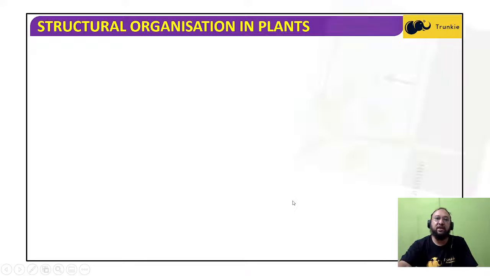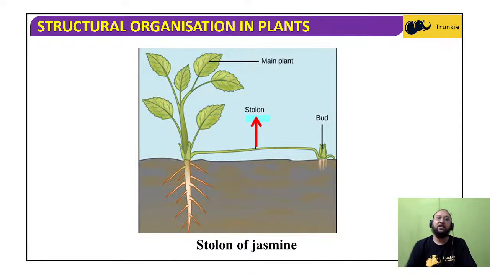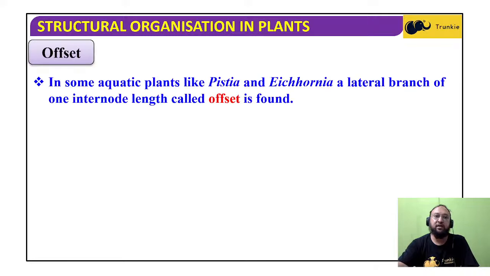It is found in nerium, like you see. Here the diagram is shown. From the base it is growing, then it grows horizontally, laterally, then goes down into the soil and forms the adventitious root. From there a new plant grows. The bud is shown, and then a new individual plant is formed and developed. This is found in jasmine, the best example, the stolon of jasmine.